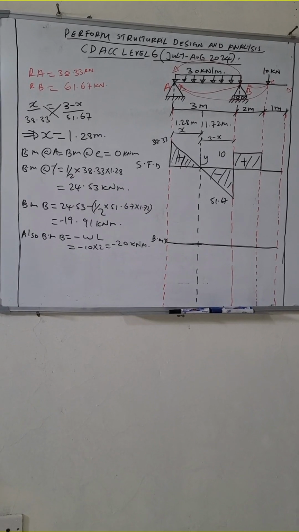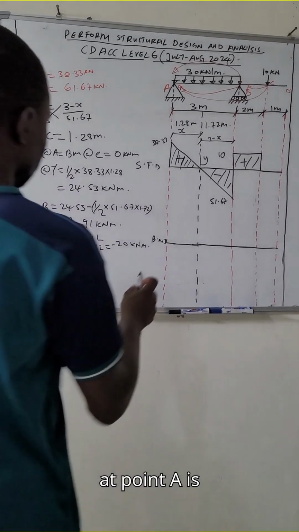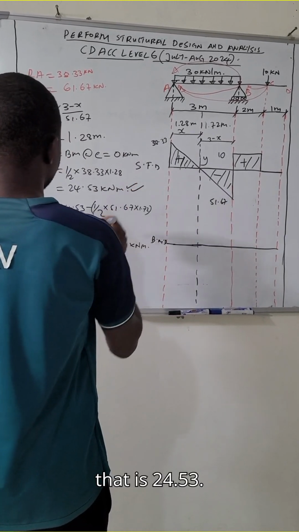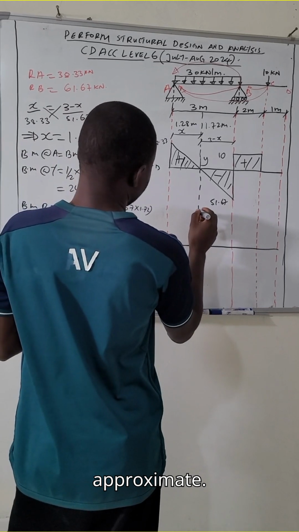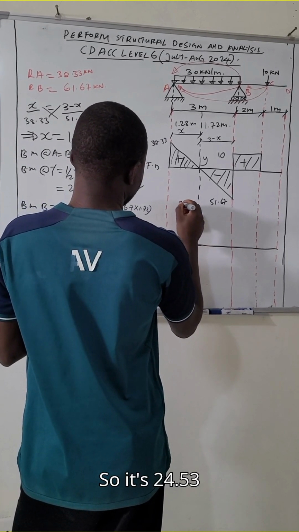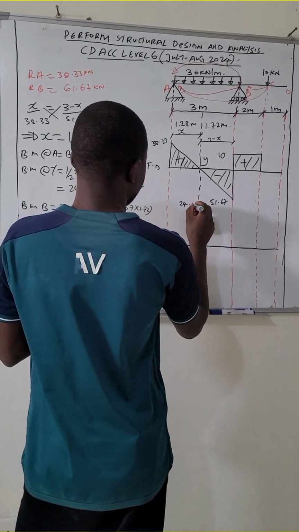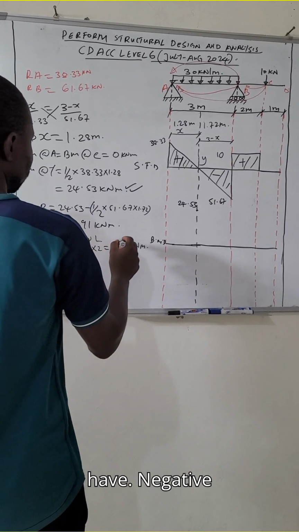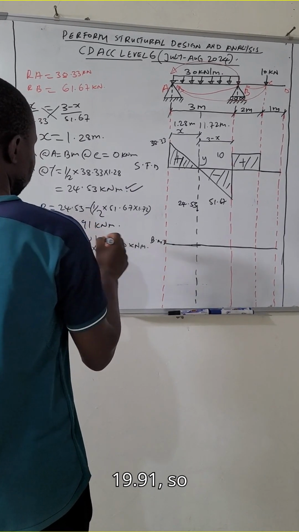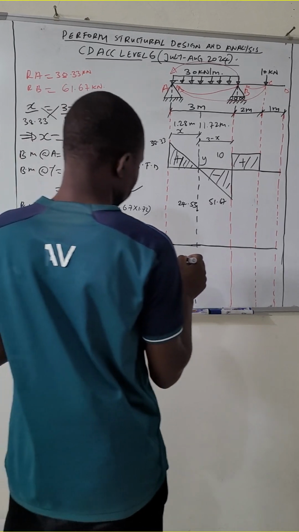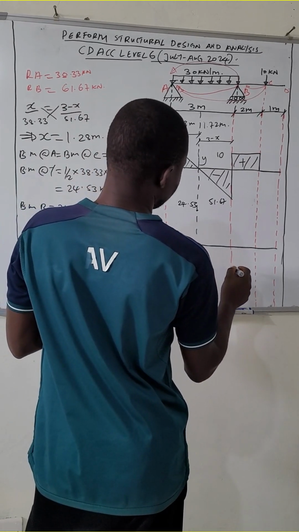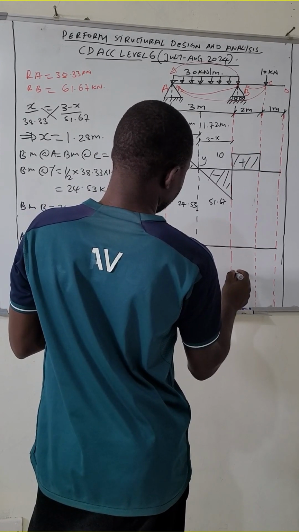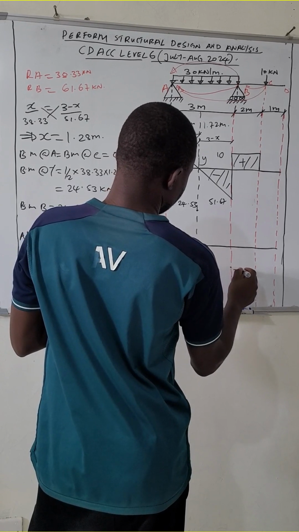We have said at point A it is 0, then at point Y is where we have the maximum, that is 24.53. Let's approximate. So it's 24.53. And then at B, we have negative 20, or negative 19.91. So negative 20 at B.